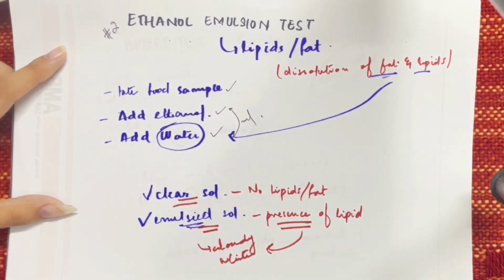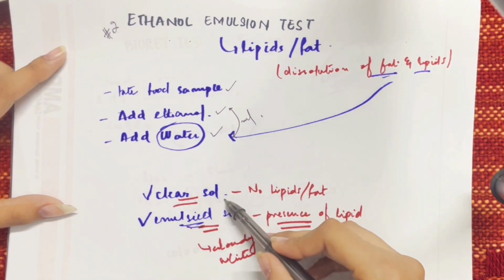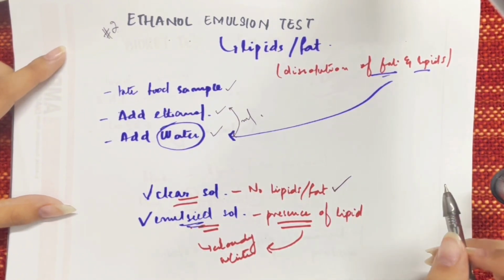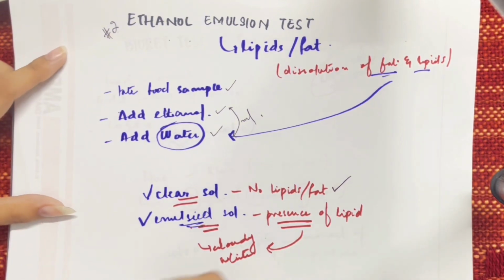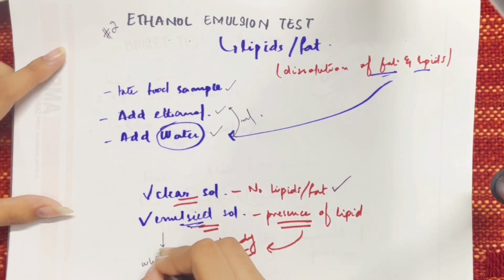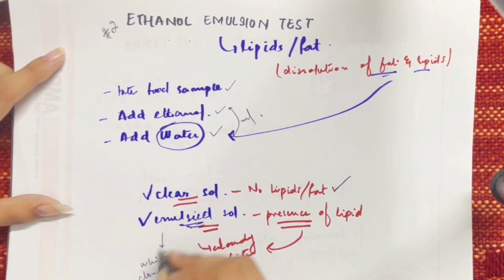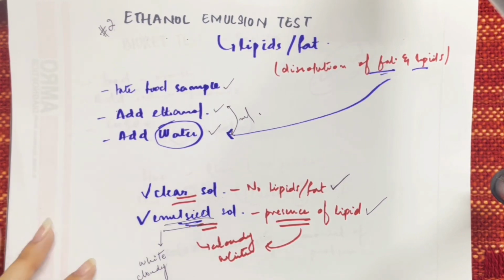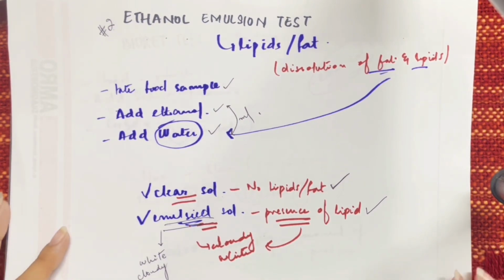It forms a clear solution, and we say that there is no lipid or fat present. But if it turns into an emulsified solution, which means a white cloudy solution, then we say that there is a presence of lipid. A white cloudy solution is termed emulsified, and that tells us there is a presence of lipid. This is a very simple test for lipids and fats.